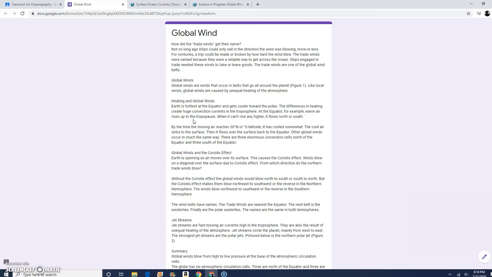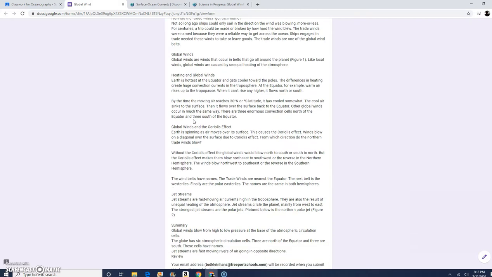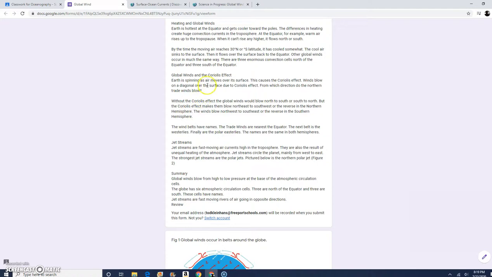Other global winds occur in much the same way. There are 3 enormous convection cells north of the equator and 3 south of the equator. Global winds and the Coriolis effect. Earth is spinning as air moves over its surface. This causes the Coriolis effect. Winds blow on a diagonal over the surface due to the Coriolis effect.